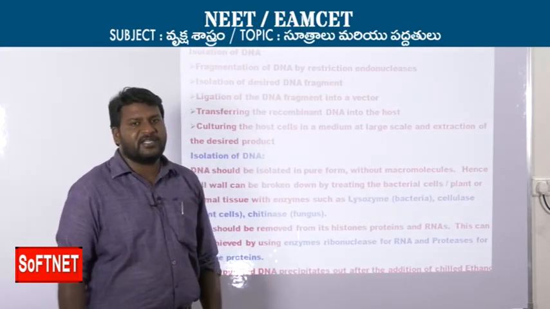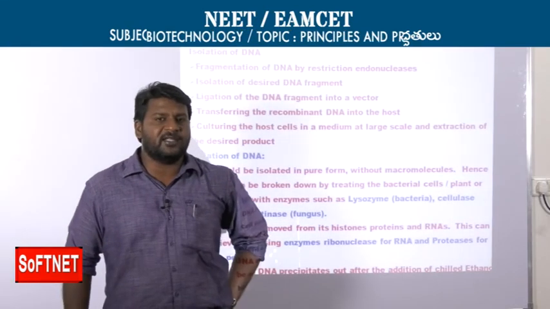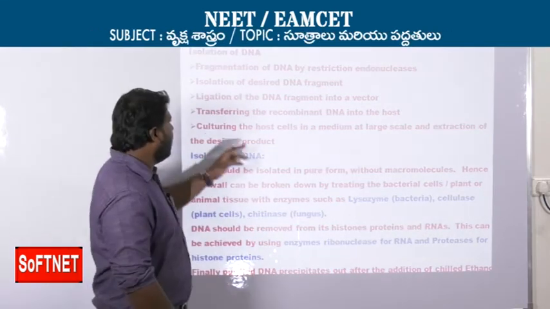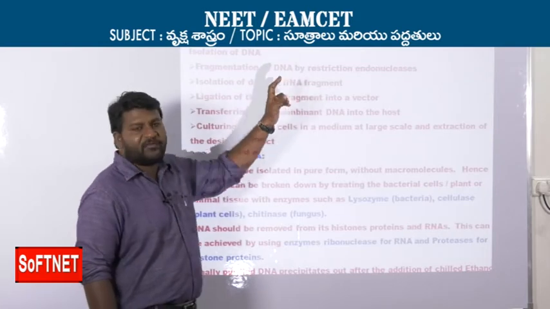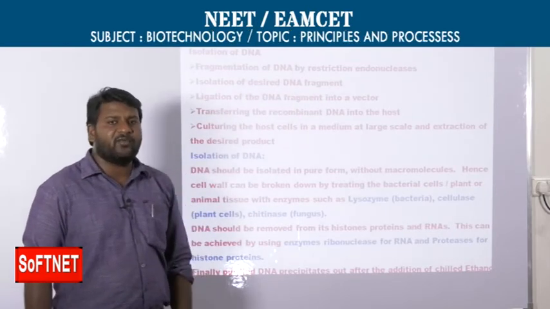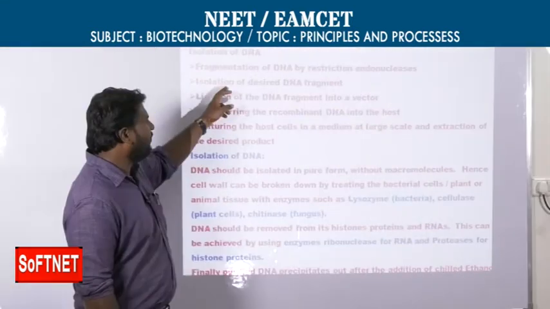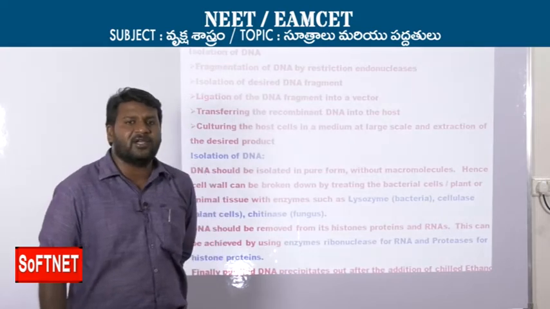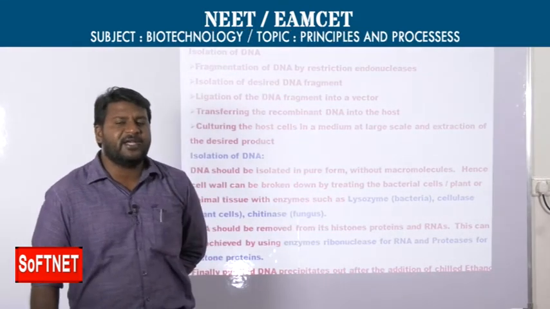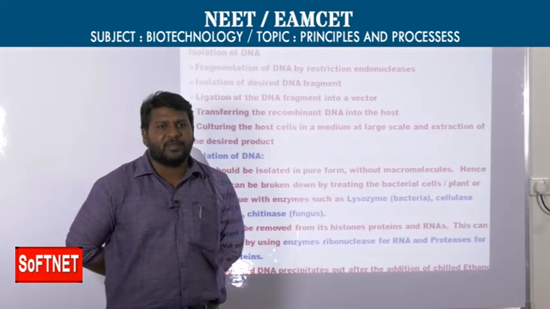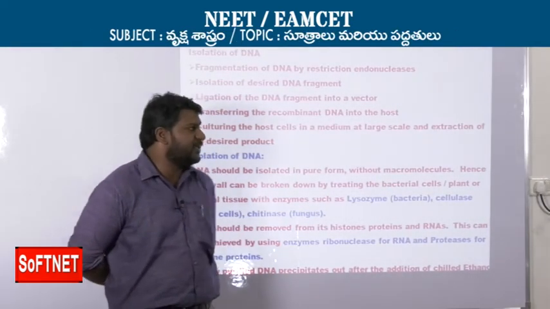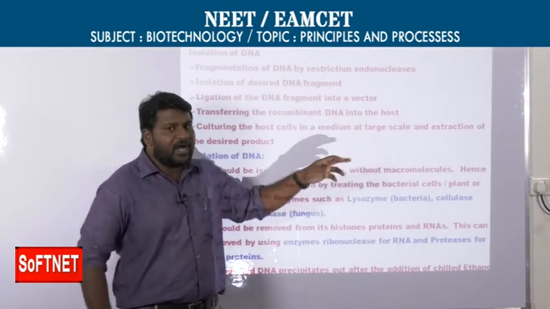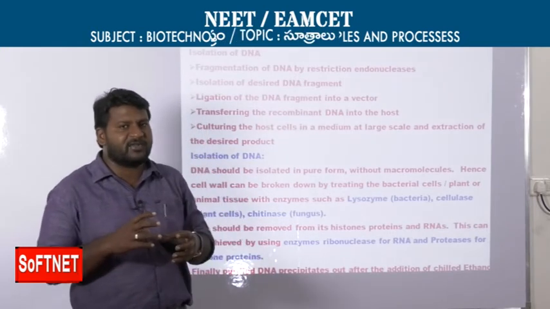We need to isolate the DNA first, and in the laboratory we need to cut the DNA at the specific sites where our desired genes are present. Then isolation of desired DNA fragments: we have cut it and now we need to isolate the DNA fragments. After isolation, we need ligation of DNA fragments into a vector. We need to link these fragmented DNA into the vector DNA with the help of the enzyme DNA ligase.